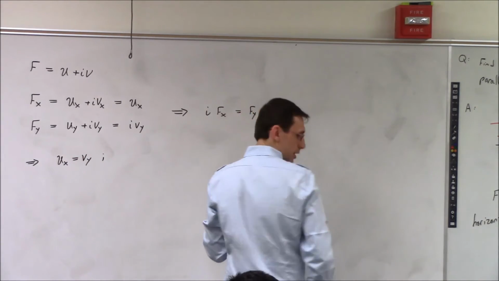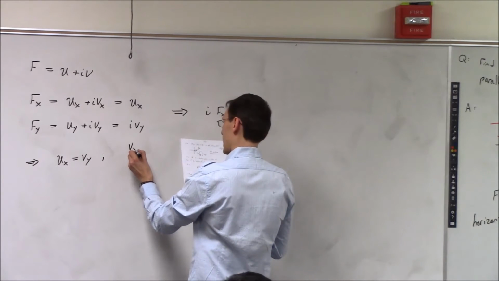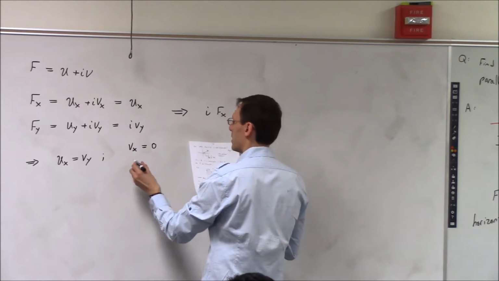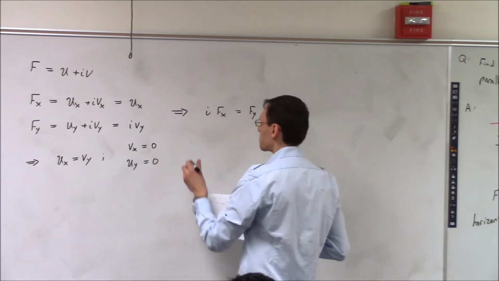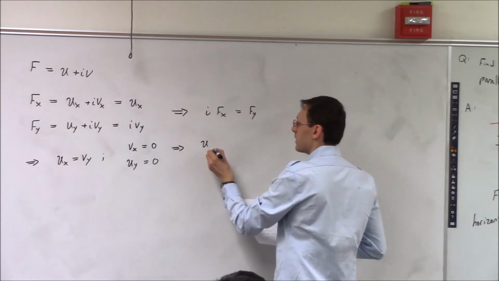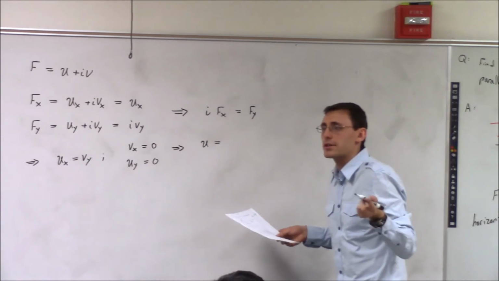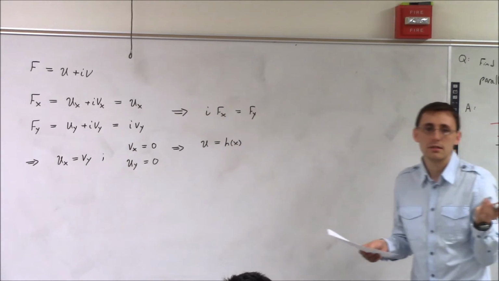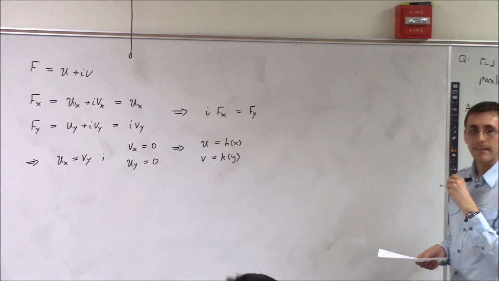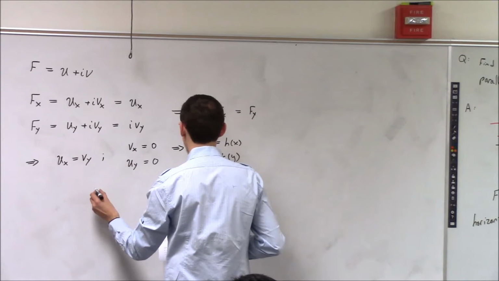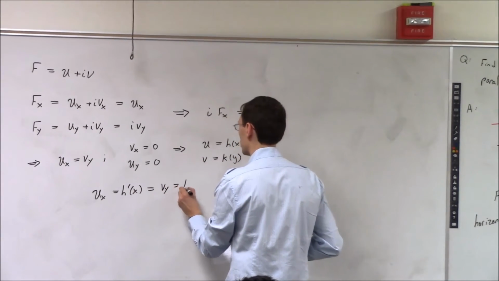And we also have the ordinary Cauchy-Riemann equations. We also, by the way, have that v_x is equal to 0, and we have that u_y is equal to 0. Right? So that implies that u, when you take the derivative with respect to y it is 0, so it must be just a function of x alone. So u is equal to some h of x, only dependent on x, and v only dependent on y. Right? And by using the first equation, we also have that u_x is equal to h prime of x, which is equal to v_y, which is equal to k prime of y.